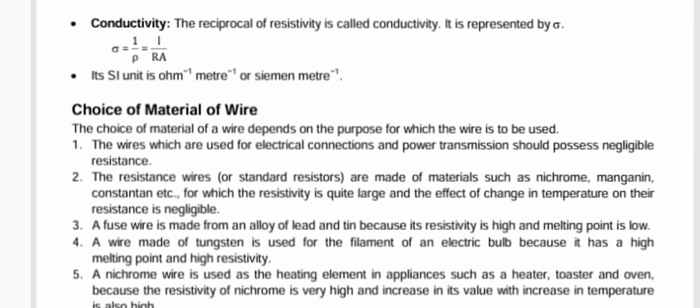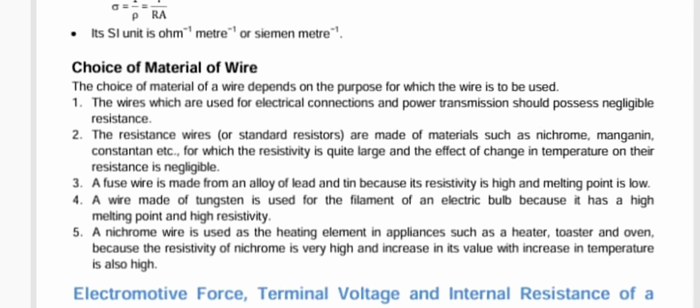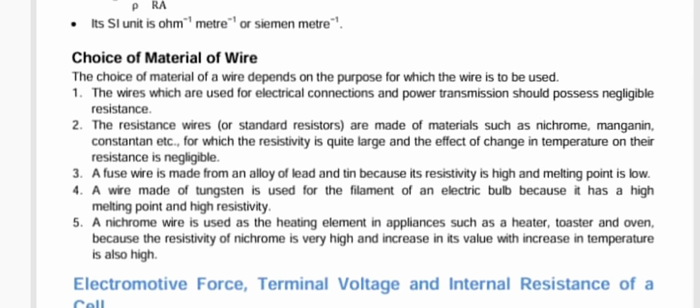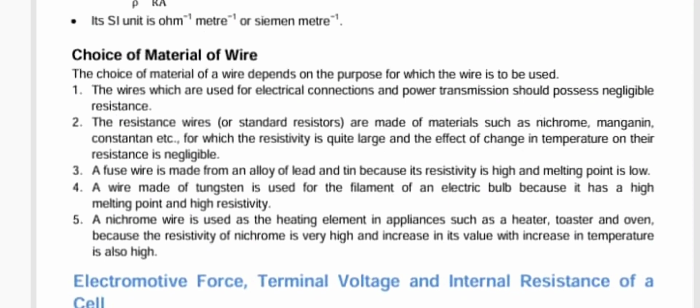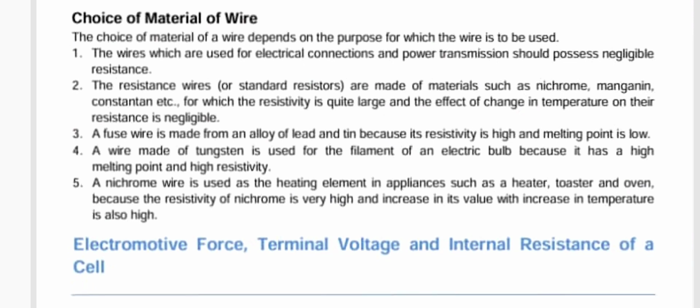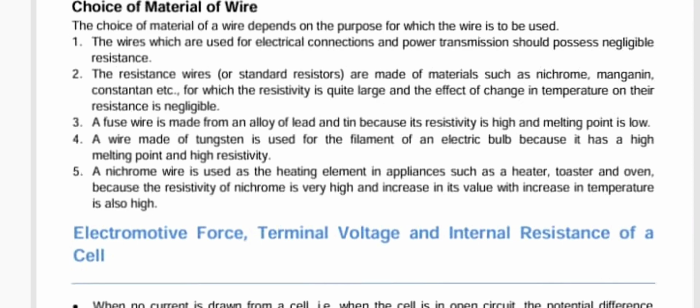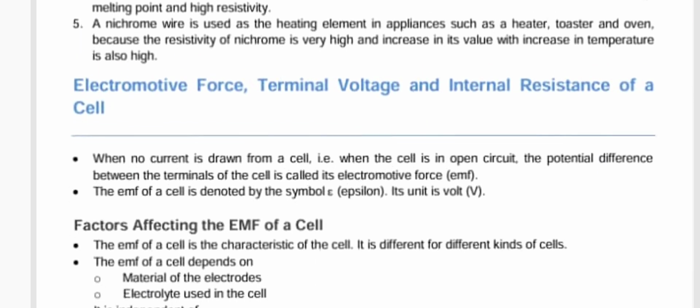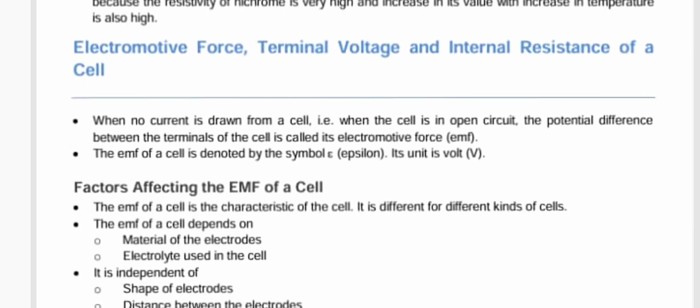Now, choice of material of wire. The choice of material depends on the purpose for which the wire is to be used. The wires used for electrical connections and power transmission should possess negligible resistance. The resistance wires or standard resistors are made of materials such as you can see, whose resistivity is quite large and the effect of change in temperature on their resistance is negligible.